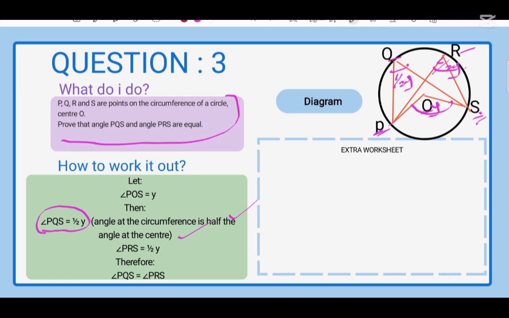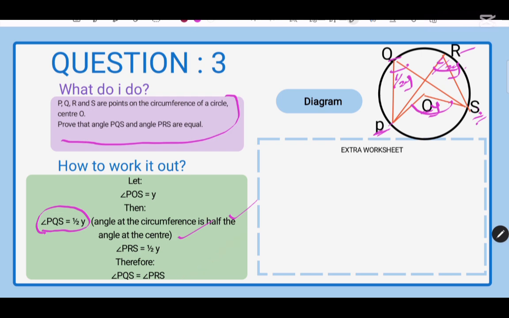PQS and PRS are equal because they are both subtended by the same minor arc in the circle. However, each of them is half of what? Half of the angle at the center, even though they are subtended by the same arc PS. The angle at the center of the circle, which is angle POS, will now be twice the angle at the circumference. So don't forget this one. We have been able to prove this one as well.